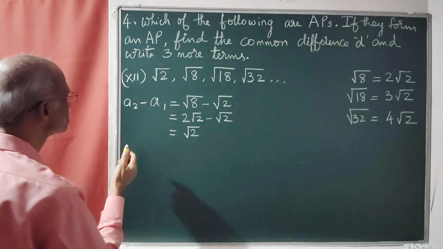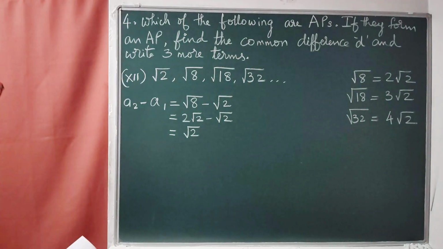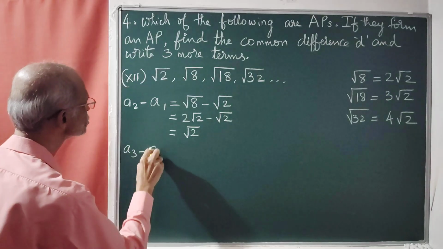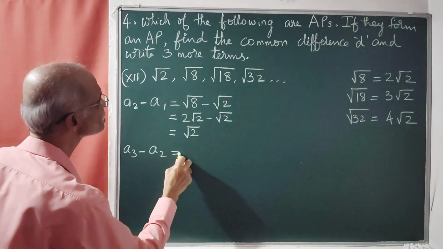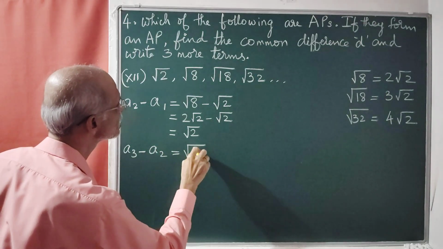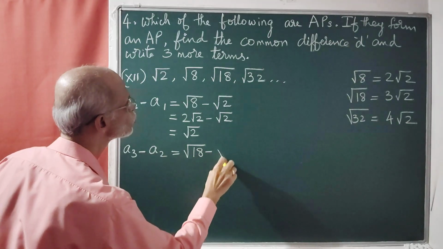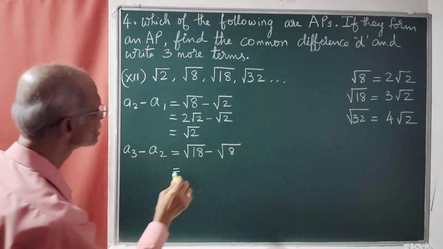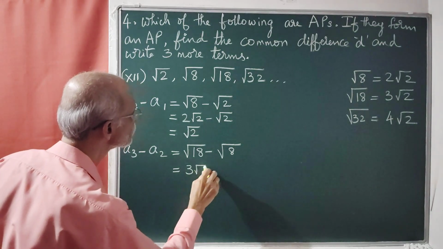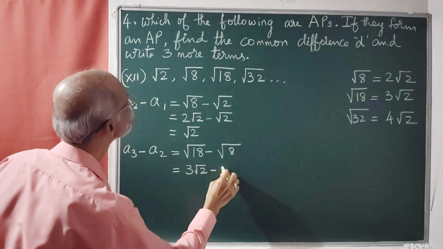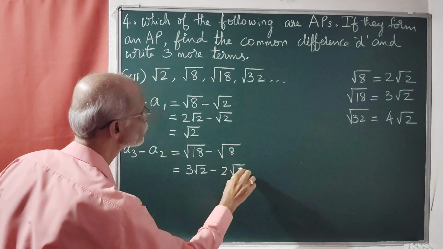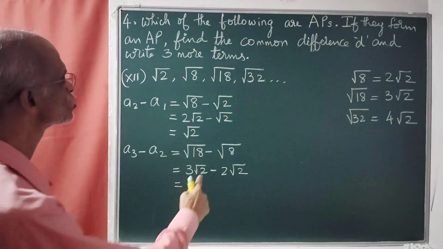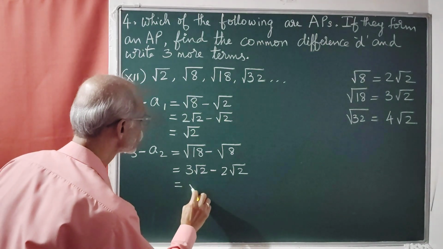Now a3 minus a2. What is a3? a3 is root 18 minus root 8. So now root 18 simplest form was 3 root 2 minus 2 root 2. What we get? Again we get root 2. See, 3 root 2 minus 2 root 2 is root 2.